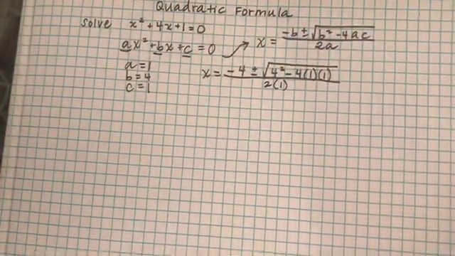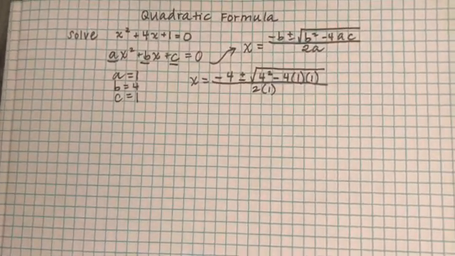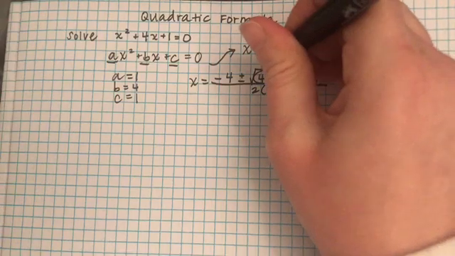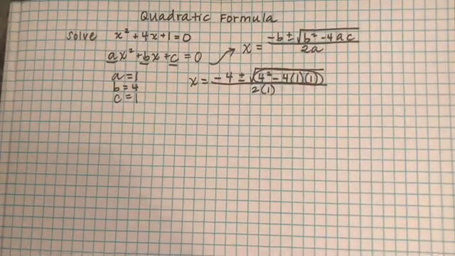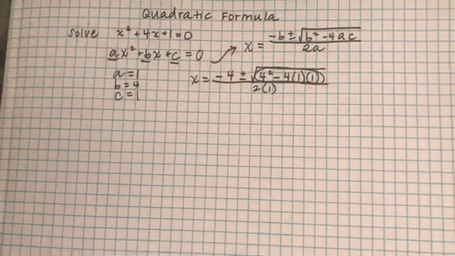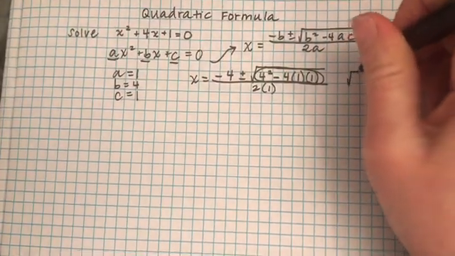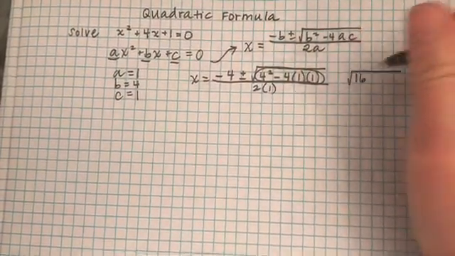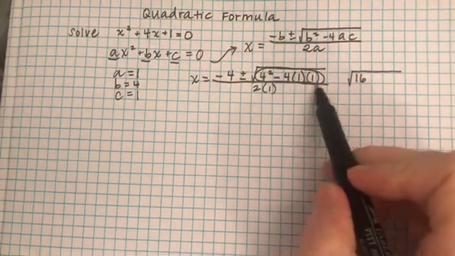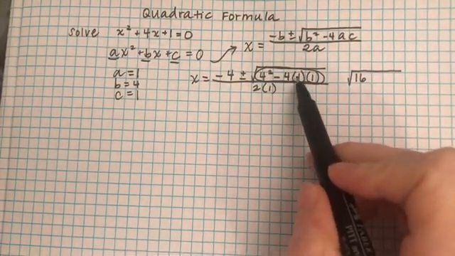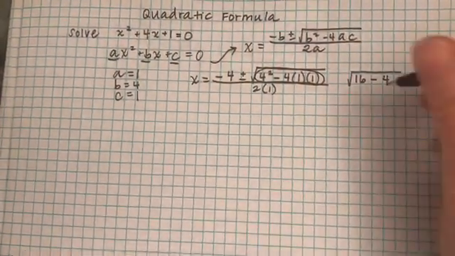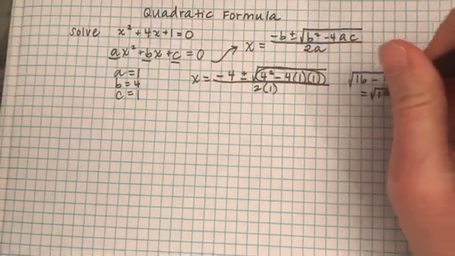All right. When you're solving these quadratic equations, you always want to start with what is underneath the square root, or just the square root in general. So I'm going to bring that to the side. So I have square root of 4 squared is 16, and then minus all of these things multiplied together. So minus 4 times 1 times 1 is just 4. And so that would give me the square root of 12.